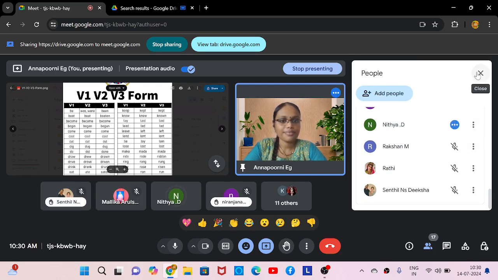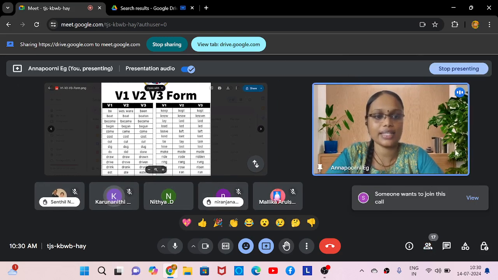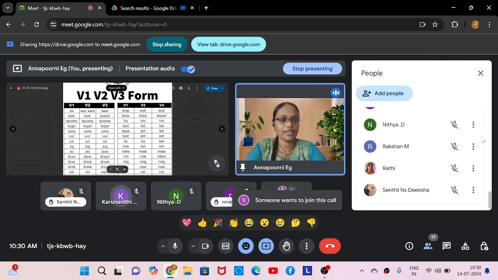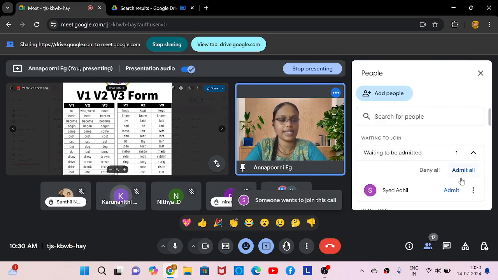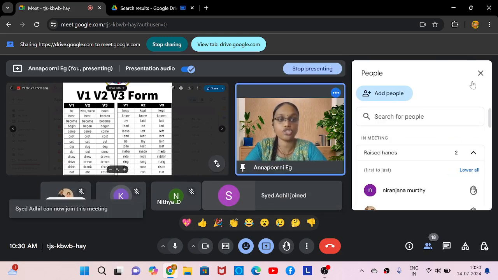Chop, C-H-O-P, chop. Okay, what does chop mean? It's not mixing, it is cutting. It's a kind of cutting. Chopping the vegetables means cutting the vegetables into small pieces. Cutting them into small pieces is called chopping.